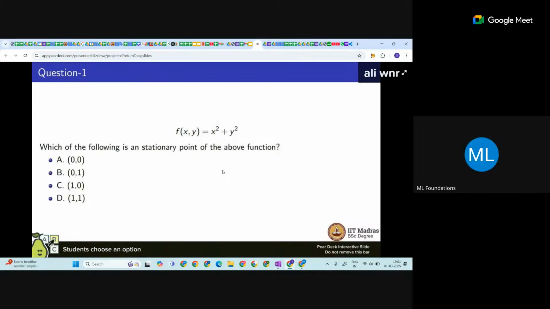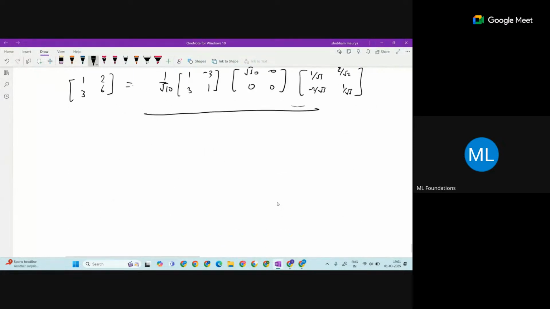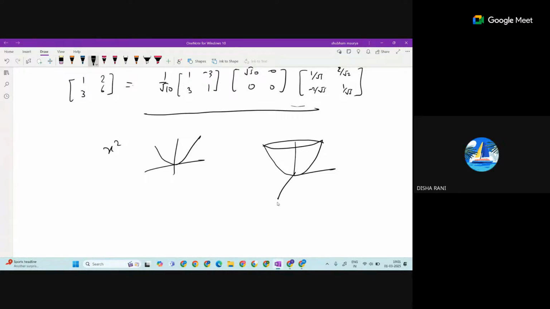So this is an easy one. Actually, this is x0 plus y0. Sorry, x square plus y square is nothing but, if you remember, just x square. And if it is in 3D, x square plus y square is generally this one. Sir, (0, 0) is going to be... So here see that this is the minimum point. Generally from the picture it is. Otherwise, if you have x square plus y square, okay.